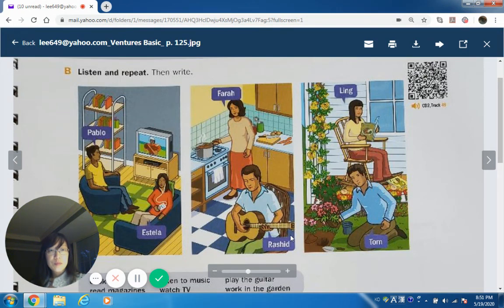4. What does Estella like to do? Here's Estella. Listen to music. 5. What does Ling like to do? Read magazines. 6. What does Farah like to do? Cook. She likes to cook.